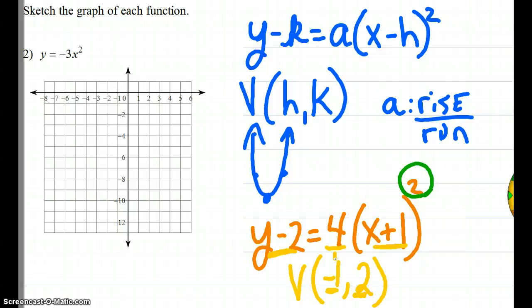Again, press pause, make sure you get the standard form, what you're seeing when you get to the standard form.